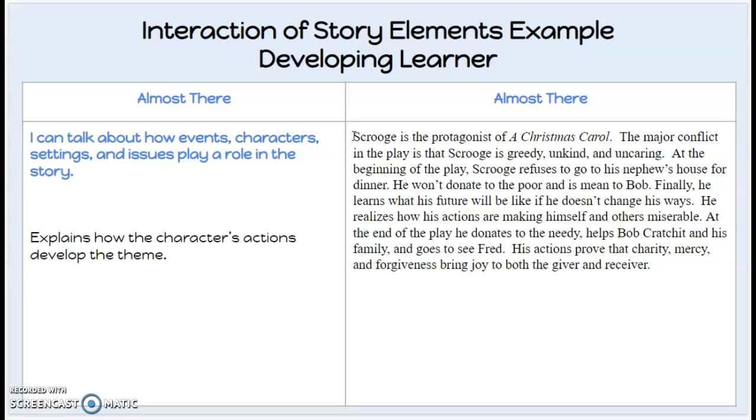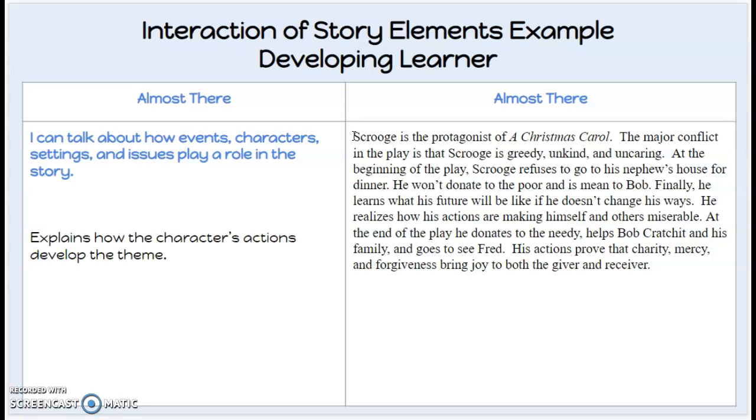He realizes how his actions are making himself and others miserable. At the end of the play, he donates to the needy, helps Bob Cratchit and his family, and goes to see Fred. His actions prove that charity, mercy, and forgiveness bring joy to both the giver and the receiver.